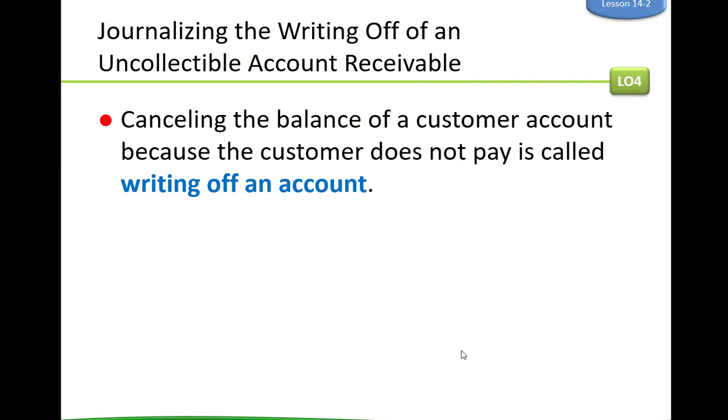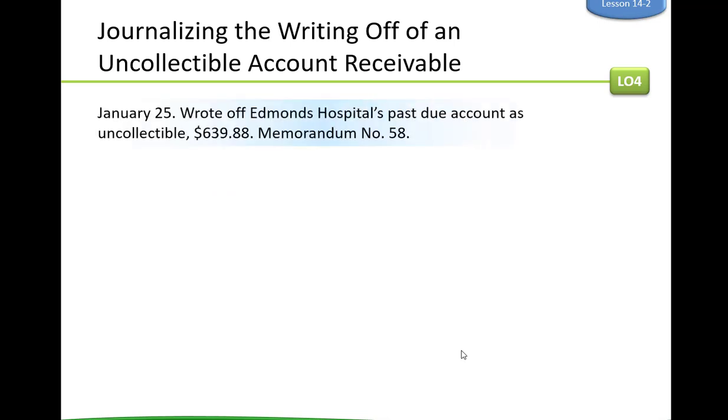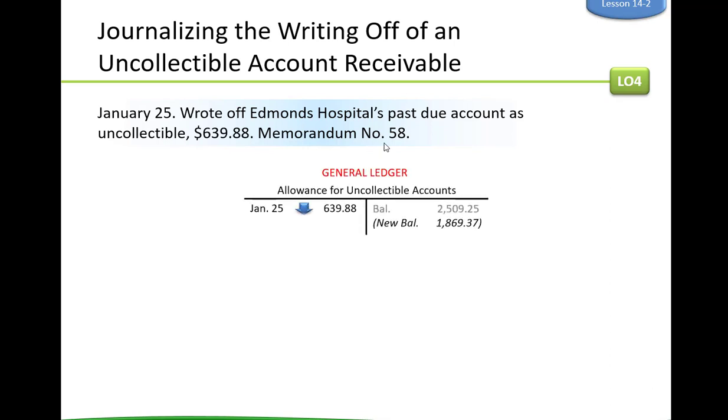Canceling the balance on the customer's account because the customer does not pay is writing off the account. So on January 25th, we wrote off Edmonds Hospital's past due account, uncollectible, of $639.88. The memo, and these usually come through memos that we justify it through, is memo 58.